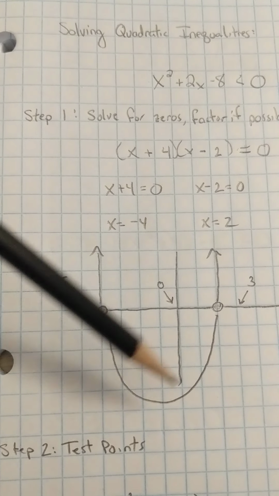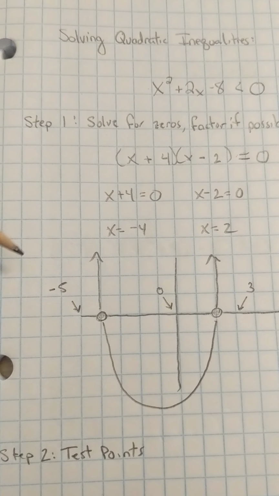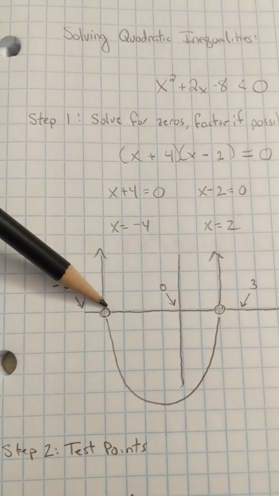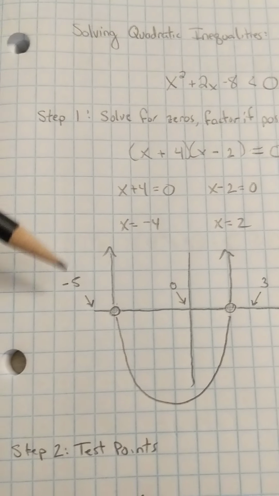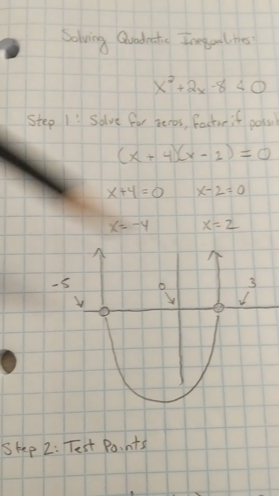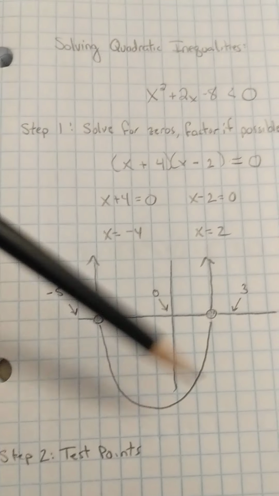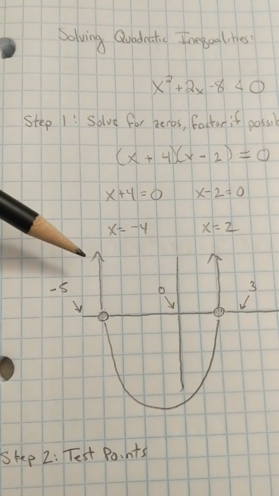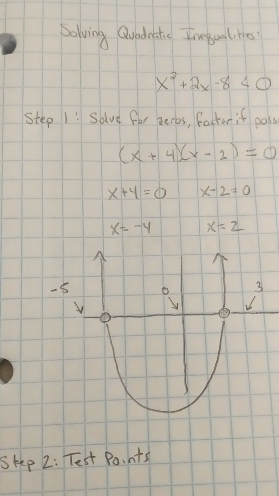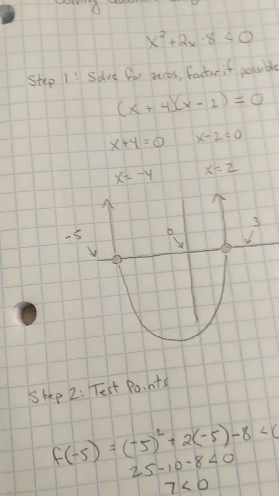Now what I'm trying to know is, is the shading going to be here or is the shading going to be on the outside? If the shading is on the inside, my solution set will be between negative 4 and 2. If the shading is on the outside, my solution set will be everything less than negative 4 or everything greater than 2. So we could solve this graphically by graphing the quadratic, shading appropriately, and then we'd see, but it might be a little bit quicker to do it algebraically. So that's what I chose to do.